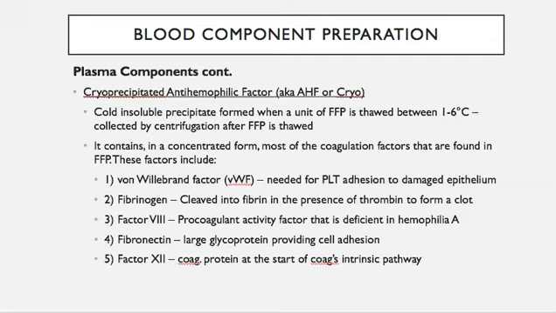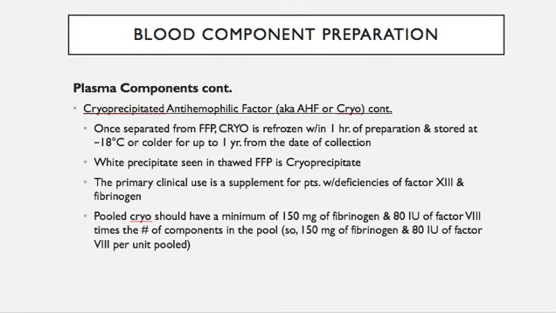It contains factor VIII, which is a procoagulant that is deficient in hemophilia A. It contains fibronectin, which is a large glycoprotein that provides cell adhesion. And then factor 12, which is a coag protein at the start of the intrinsic pathway. Once the cryo is separated from the FFP, it's frozen within 1 hour of preparation, and it is stored at negative 18 degrees Celsius or colder for up to 1 year from the date of collection.